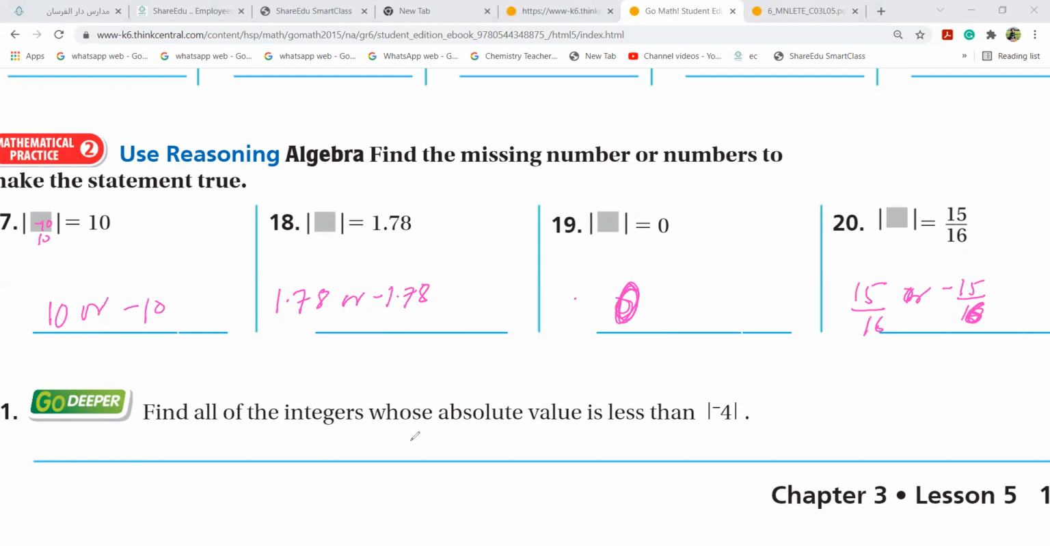Okay, all the integers. They did not ask you for all the numbers, they ask you for all the integers less than 7. -4, -3. No, -4 is not less than. Yes, -2, -1, 0. Don't write -4. Write -3, -2, -1, 0, and then write 1, 2, and 3. Like this.